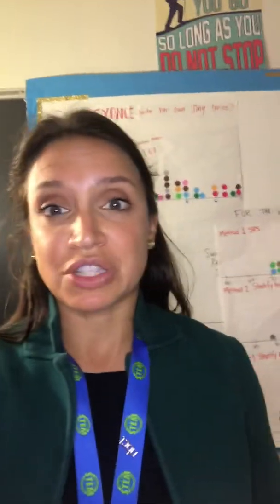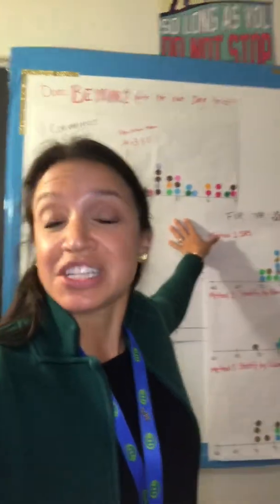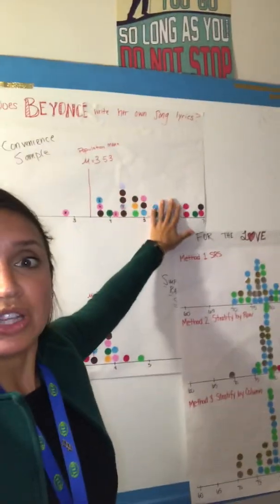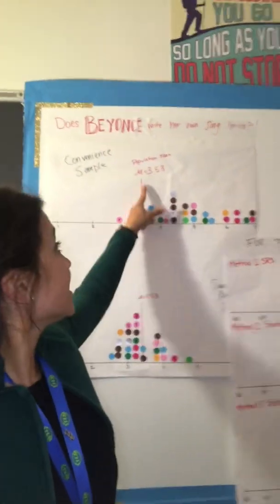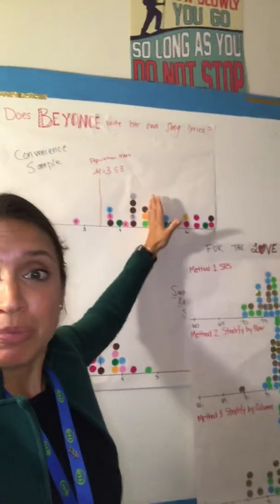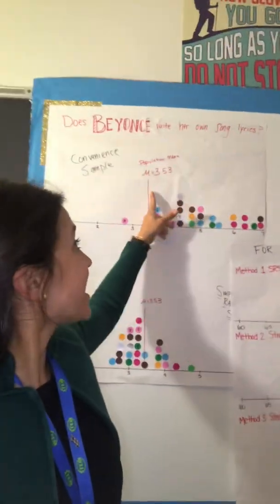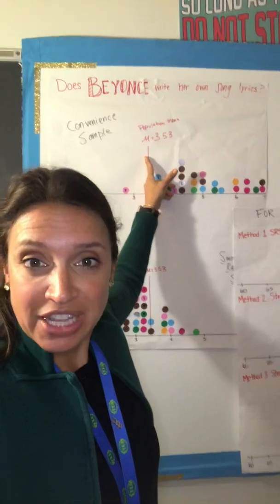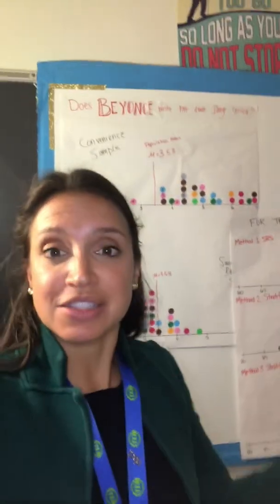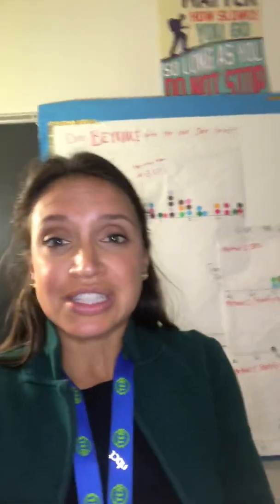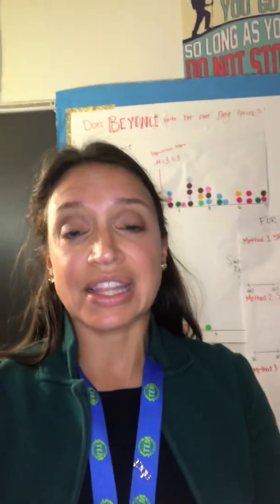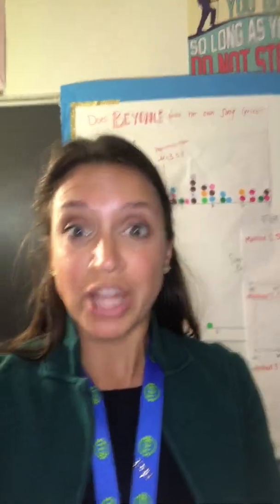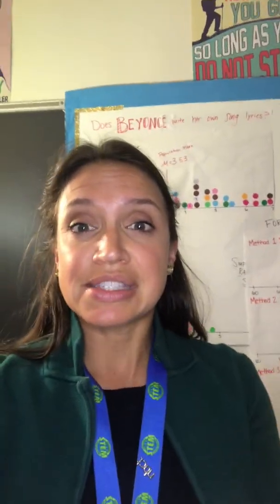So today in class we started looking at types of sampling. We started off with this Beyonce activity where we did a convenience sampling, and in this convenience sampling we saw a lot more spread, and the mean from our sampling distribution was a lot higher than the true mean for the average word length of Beyonce's songs. And so what we started to notice was that there is bias present when you do a convenience sampling.